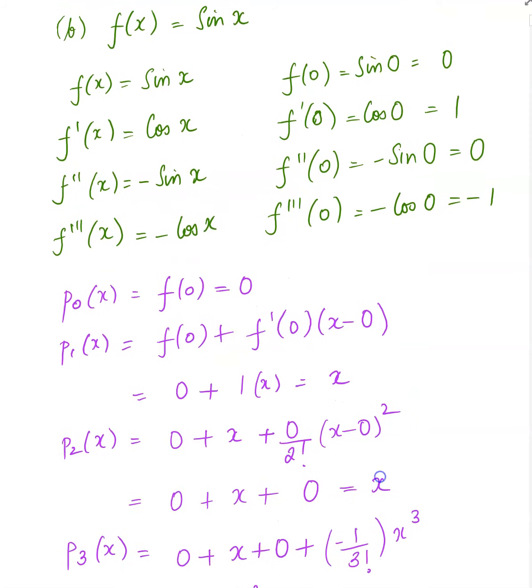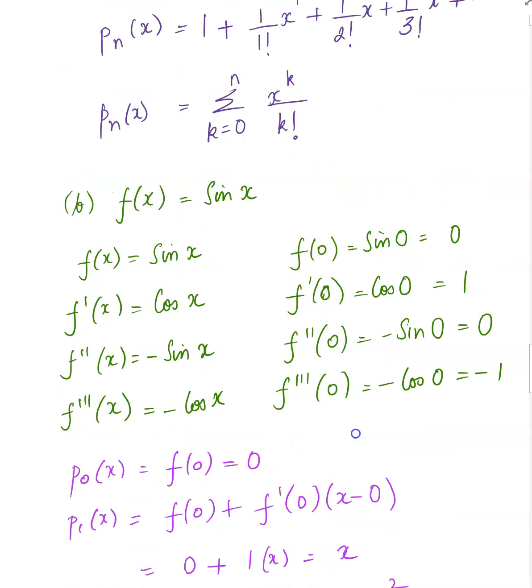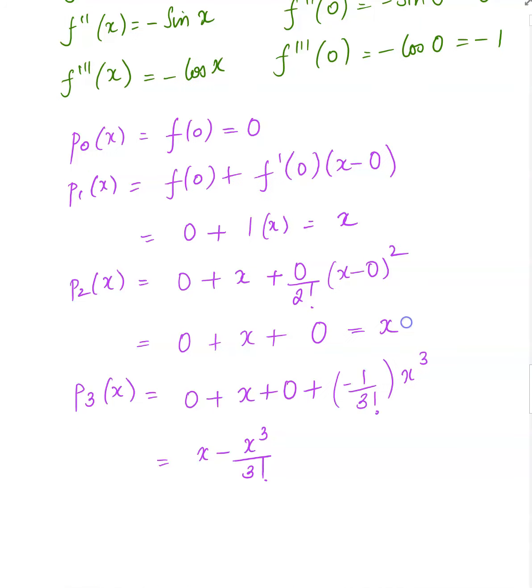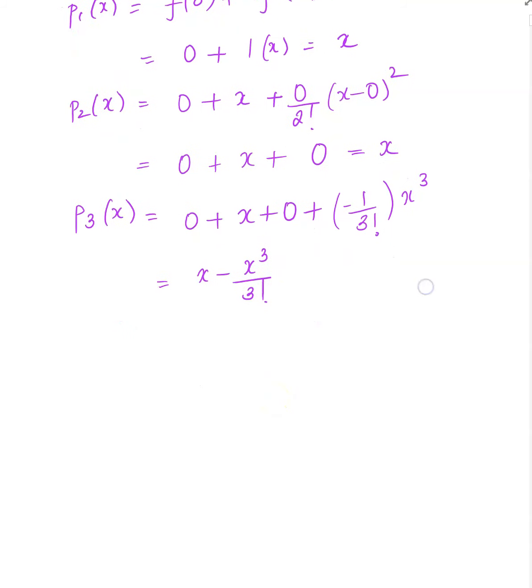So we wanted to do only P naught, 1, 2, and 3, but they wanted us to find a general n. So I am not able to see the pattern, because look at this. For 0 it's 0. For 1 it is x. For 2 it is x again. For 3 it is x minus x cubed over 3 factorial. So we're not able to see the pattern. So go for more terms. You always want to do that.